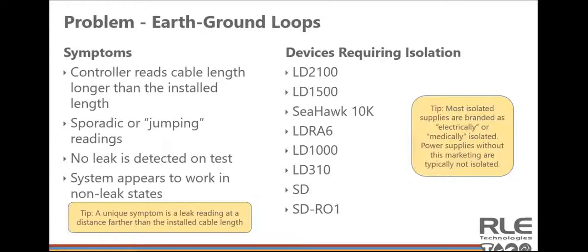I would say the most unique and telltale problem you see from a non-isolated controller is that you'll see a leak reading farther than the length of cable installed. For example, you have 100 feet of cable and your controller is reading a leak at 150. In my experience, this is always a grounding issue. You also might see sporadic or jumping readings. It's normal to have a little variation in the reading, but if you're seeing changes of 10%, 20% of the cable length, that definitely seems suspicious of an isolated power issue.